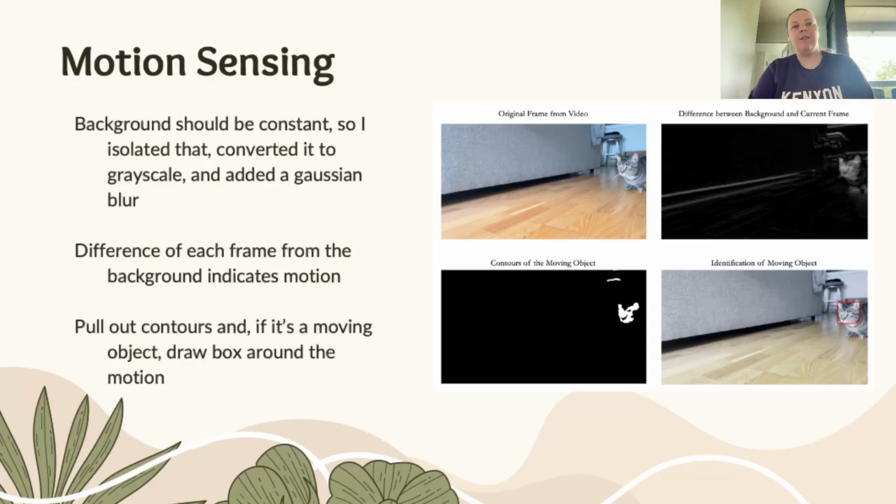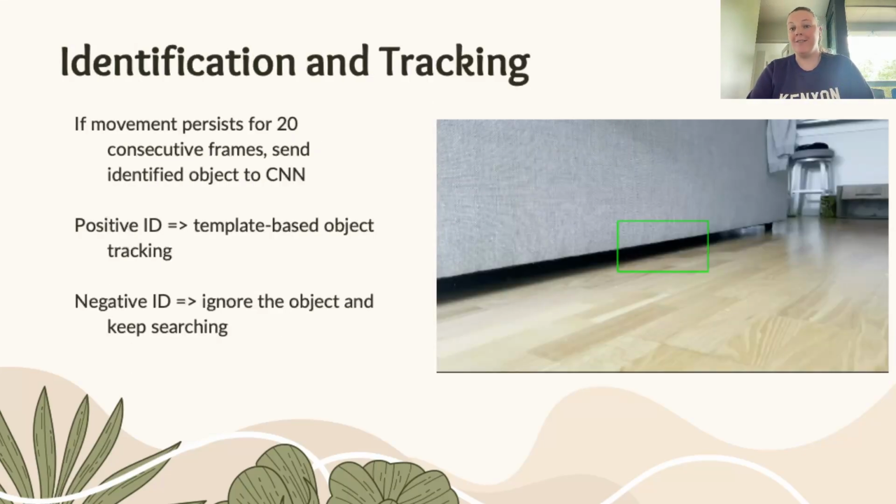Cool. Once we've identified a moving object, we then have to identify if it's Kodak. Since Kodak is probably approaching the camera from the side, I wanted to make sure that his whole face was in the frame before identifying him. So I added a delay where if motion is sensed in 20 consecutive frames, then it'll send that object for identification using my fine-tuned CNN. And if there are multiple identified objects, then each candidate box would be passed to the CNN.